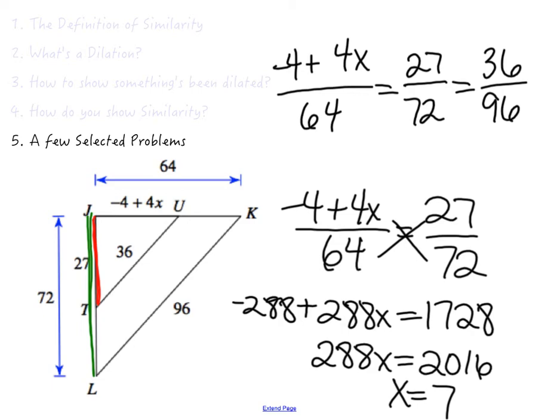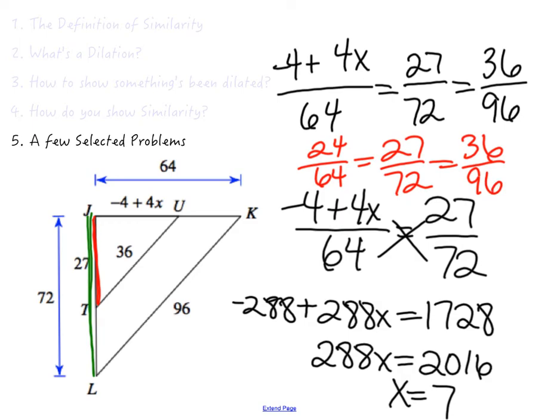So we can come back up here and plug it in. So -4 plus 4 times 7, which is 28, minus the 4, which is 24, over 64 equals 27 over 72 equals 36 over 96. So now we need to make sure that the ratios are proportional. They're all 0.375. Right there off the screen, but it is 0.375. Okay. There you go. So again, we're just using the definition, in this case a shortcut of similarity, to actually drive an algebra problem.